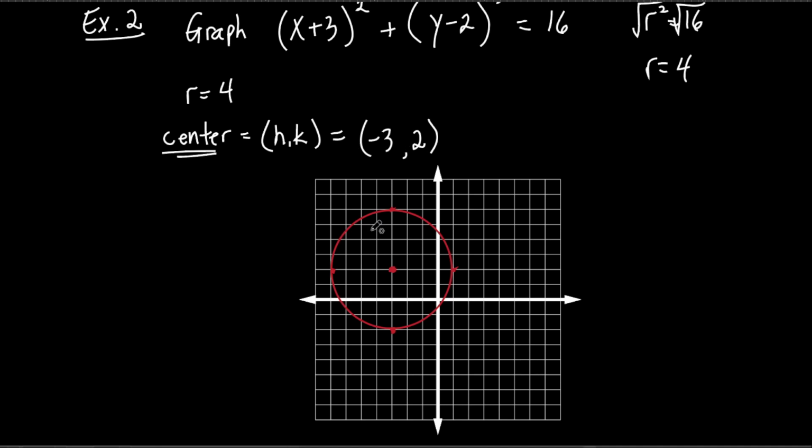So you put the center first, and then you just count 4 over to the right, to the left, up and down, and then you just kind of make a nice, pretty circle as best you can. All right?